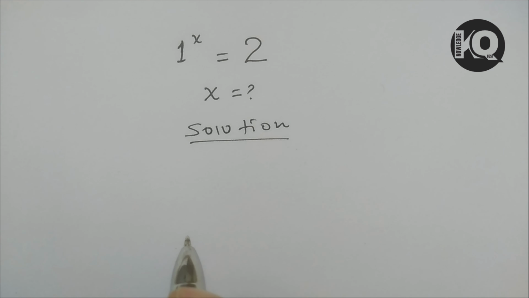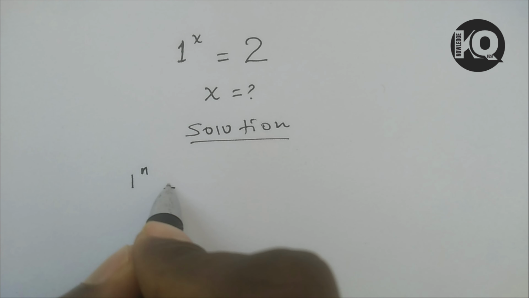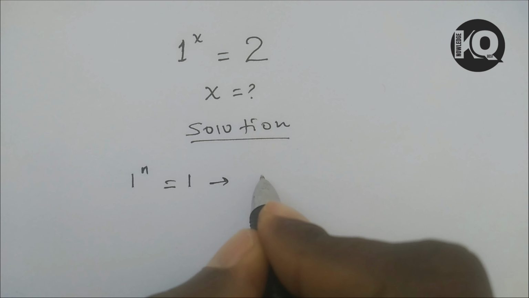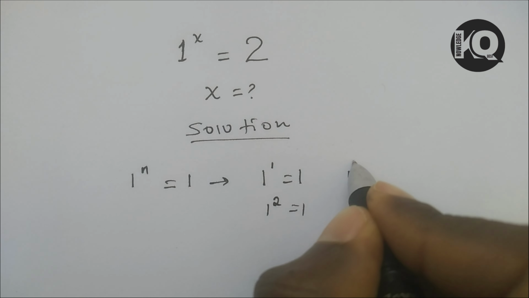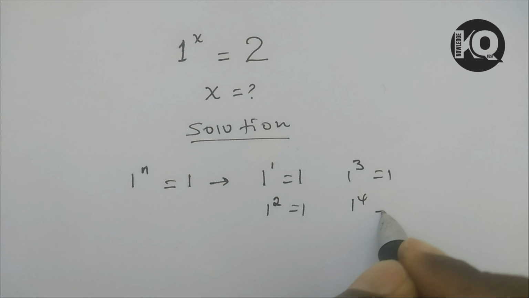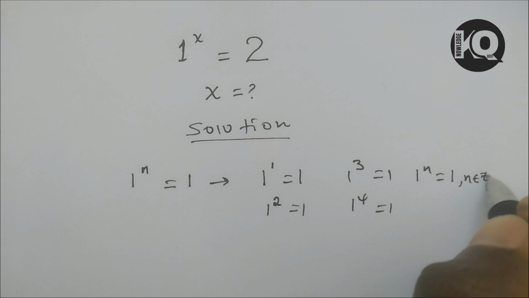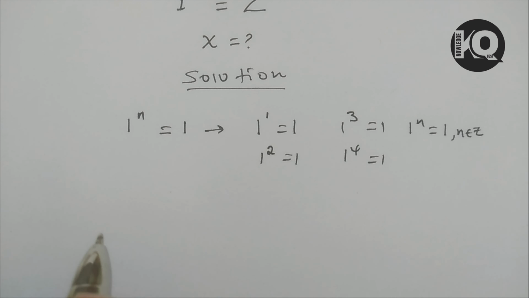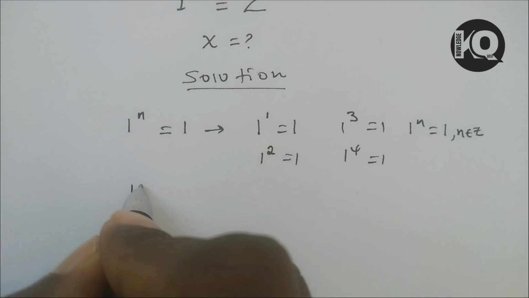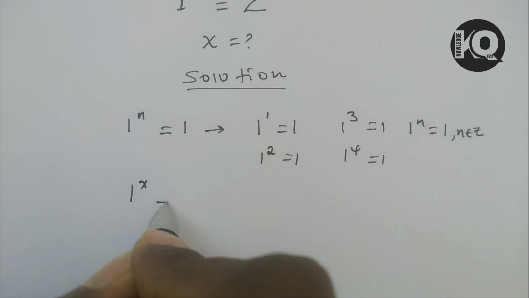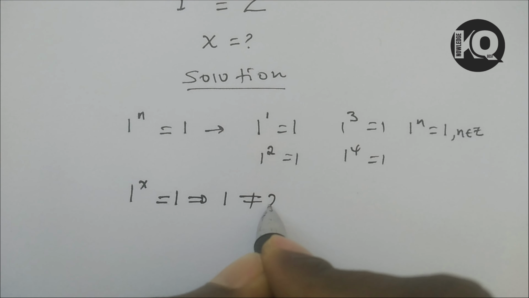From the beginning we know that 1 to the power of any number n is always 1, which implies that 1 to the power of 1 is 1, 1 to the power of 2 is 1, 1 to the power of 3 is 1, 1 to the power of 4 is 1, so 1 to the power of n is always 1 when n is an element of the integers. In addition to this, 1 to the power of x is always 1, which implies that 1 is different from 2.